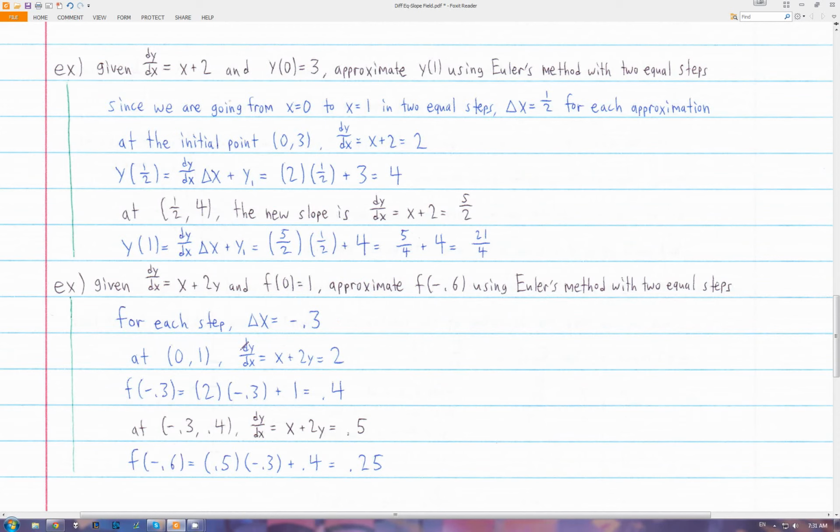So the derivative at the initial point is 2. Then we make a tangent line. f at negative 0.3 will be the slope, 2, times the change in x, negative 0.3, plus the initial y value, 1. So we approximate it to be 0.4. And then at this new point, (negative 0.3, 0.4), the slope is 0.5. So a final tangent line to approximate f of negative 0.6 is 0.5 times negative 0.3 plus 0.4, and we get 0.25.